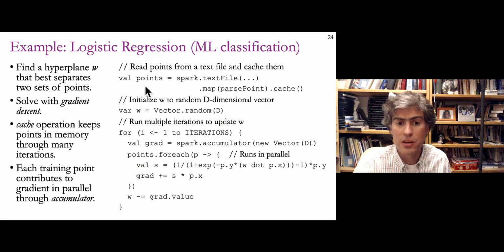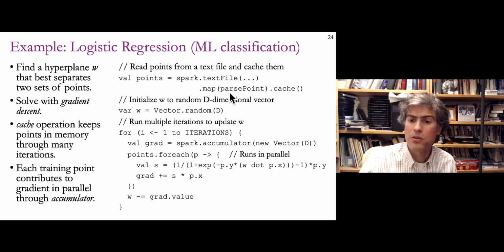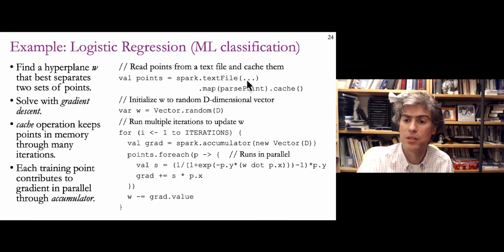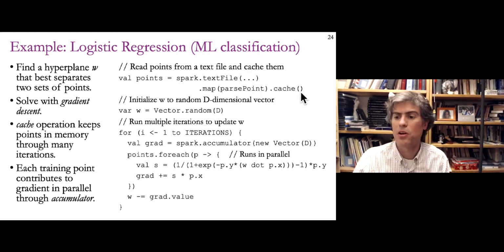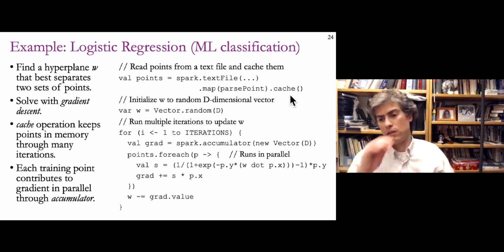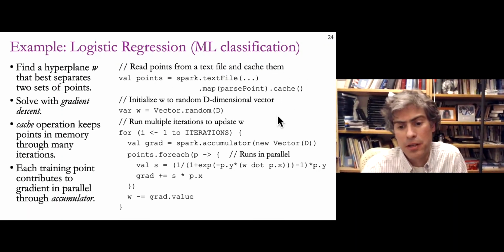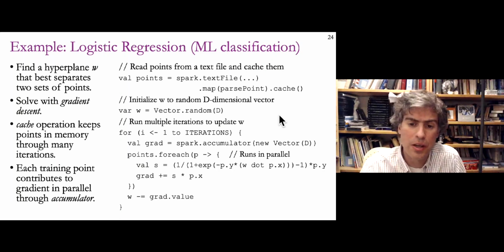First you read the set of points, which this Spark operation does from a file. We map it using this parsePoint, which is actually a reference to a function. This isn't a variable, it's a function that implements the translation from the text file format to the format that we're storing. And then we call cache to tell the system that we want that data to stay in memory throughout all the executions of this program. In other words, we're going to reuse this, and we want to do that efficiently.